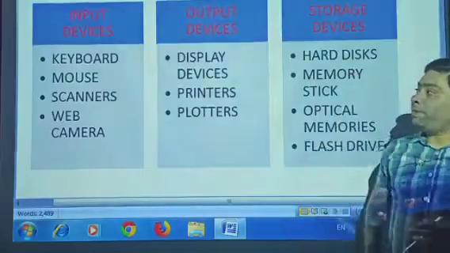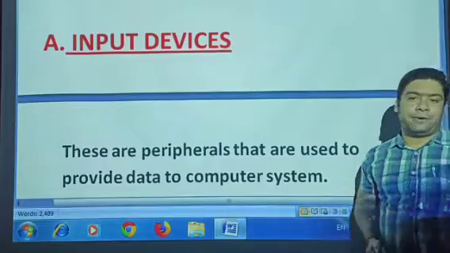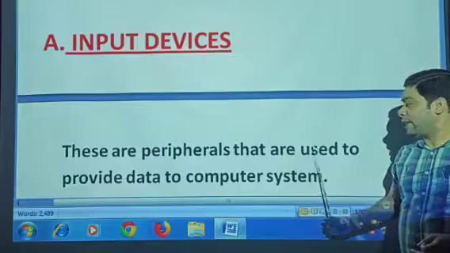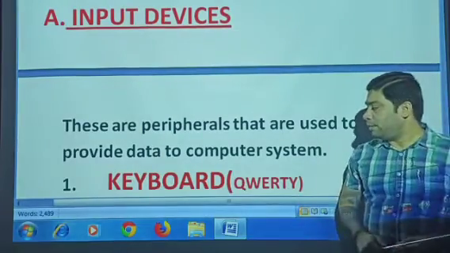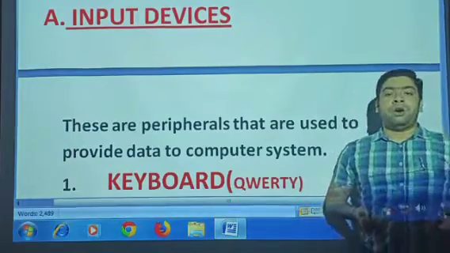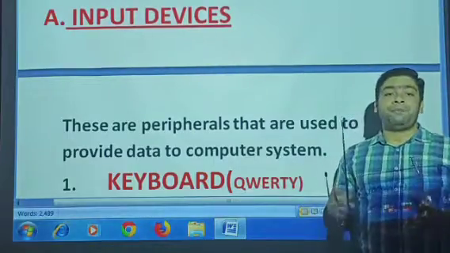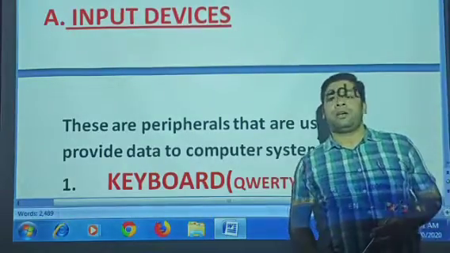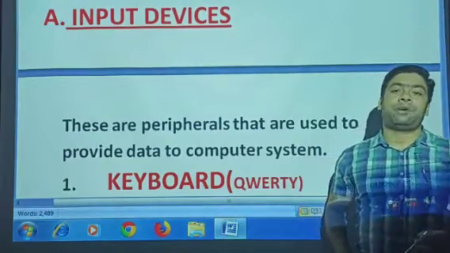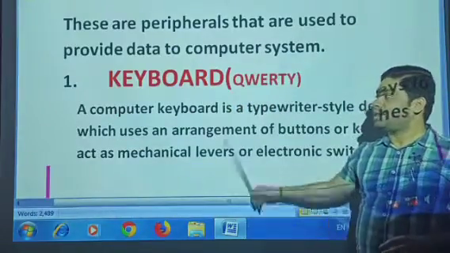So let's start with input devices. What are input devices? Input devices are peripherals that are used to provide data to a computer system. That means whenever we want to insert any kind of data or information regarding our work, at that time we require an input device. Computers have two basic input devices: the first one is the keyboard, another one is the mouse. So let's start with the keyboard.